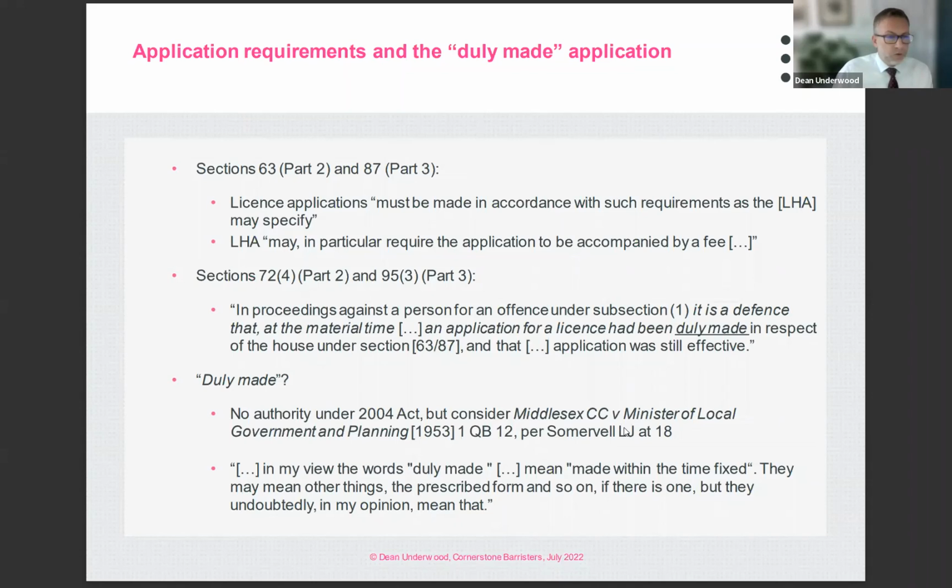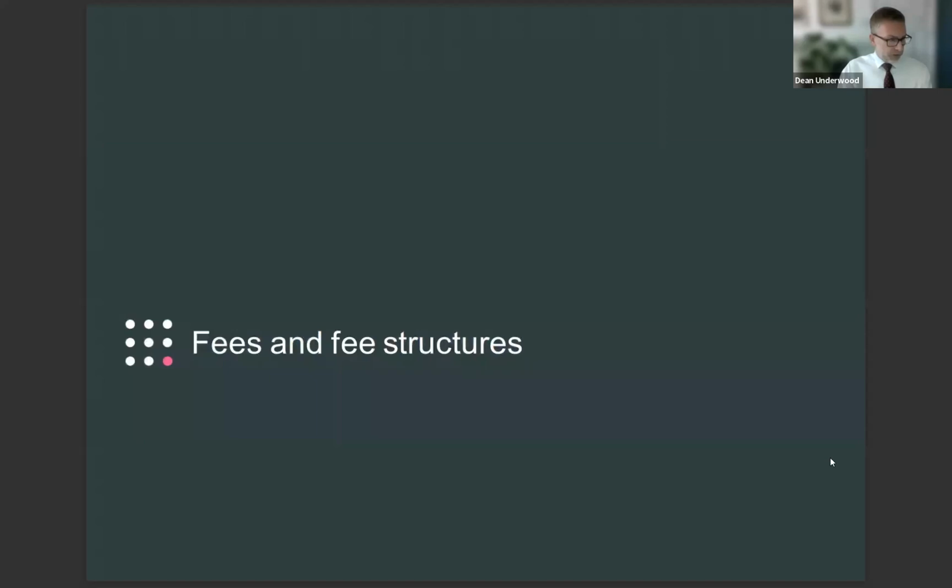So that's all I propose to say for the time being about application requirements generally. Let's move on to take a look at fees and fee structures more particularly.